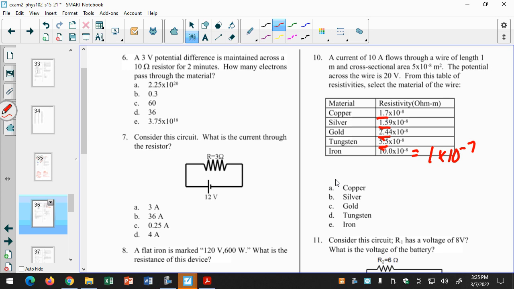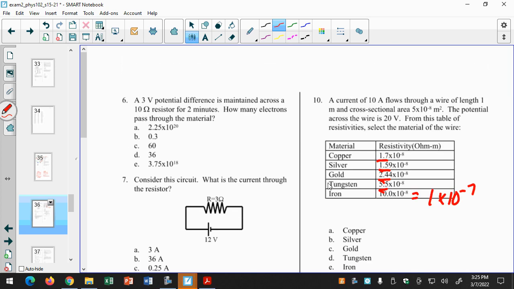Wayne? Can we look at some of the concept ones that's talking about like the light bulbs? Oh, yeah. Yeah.